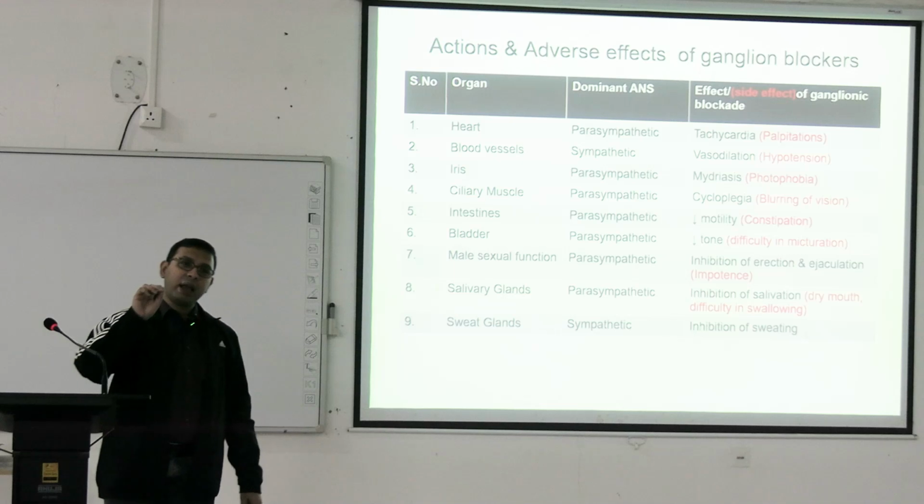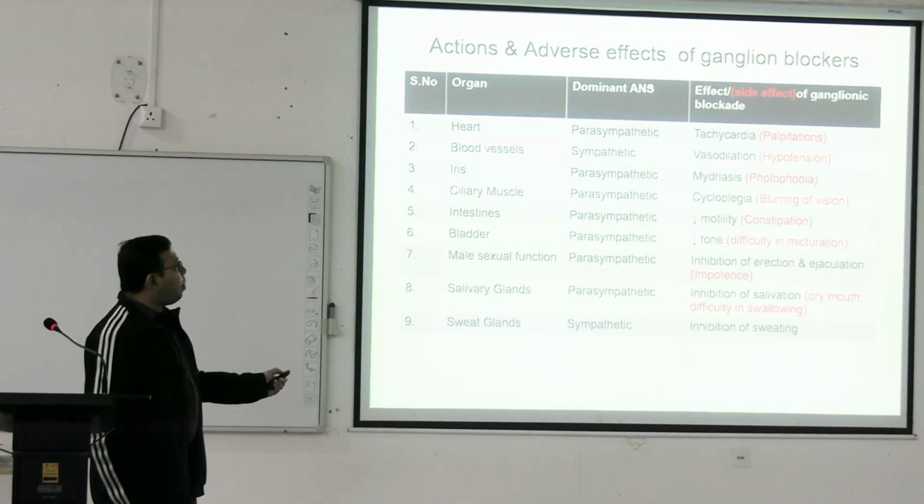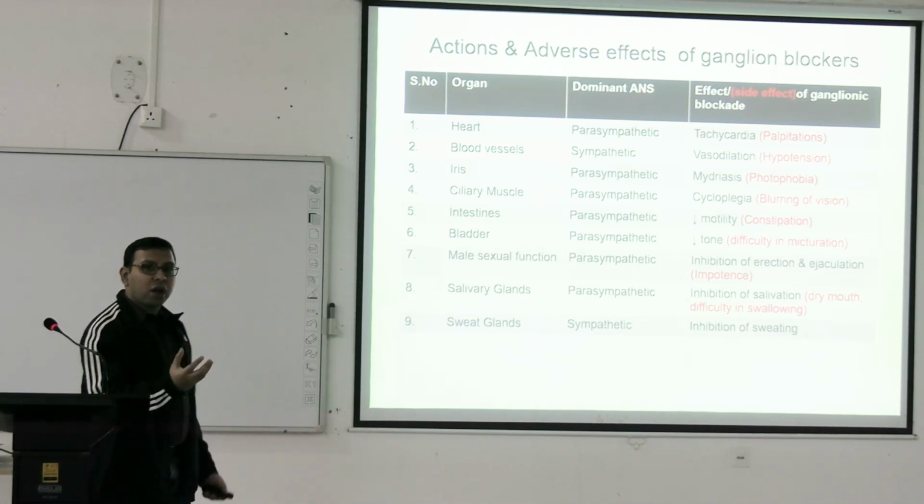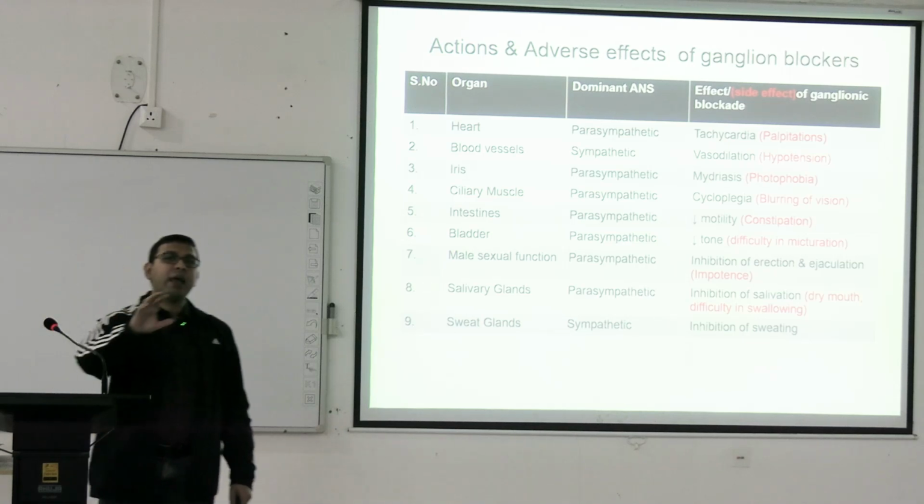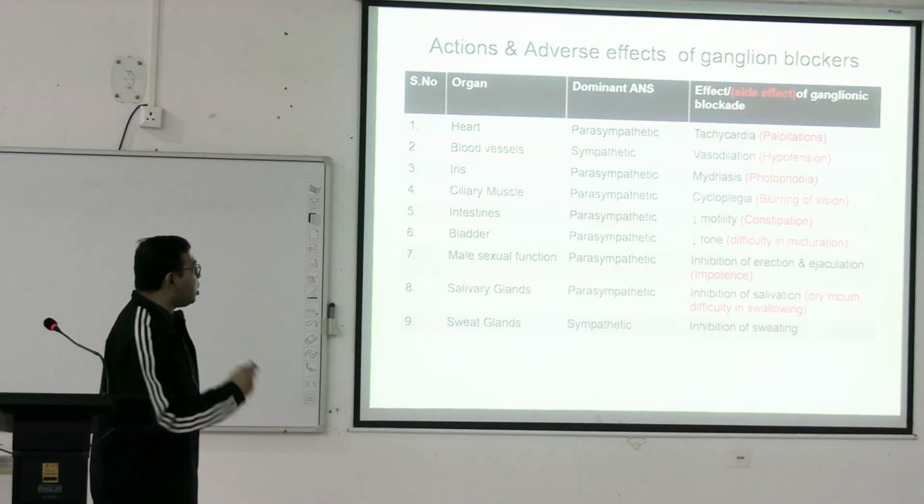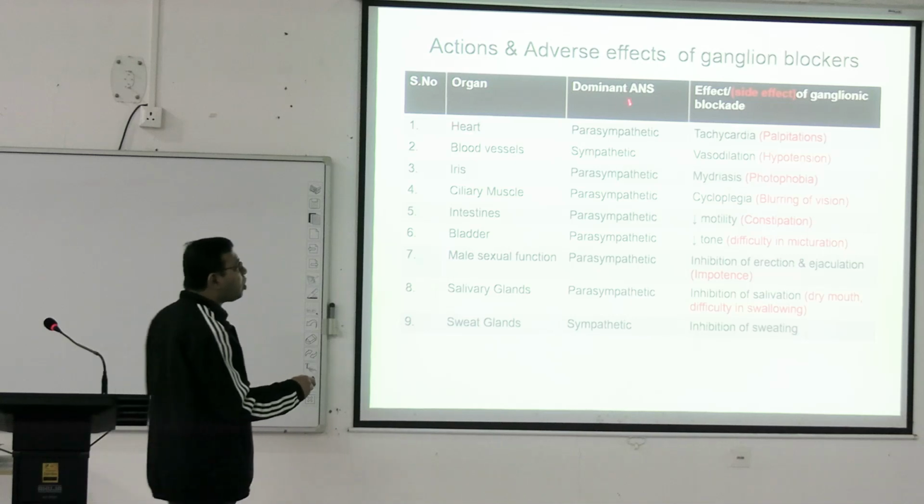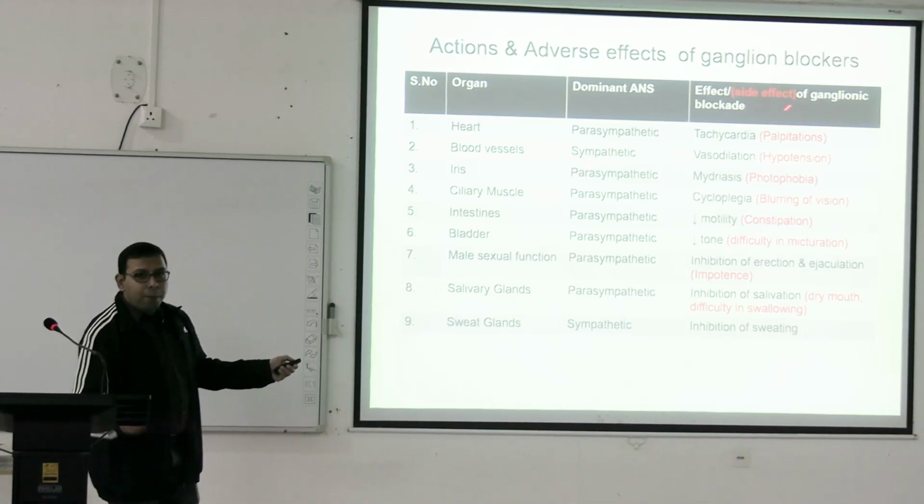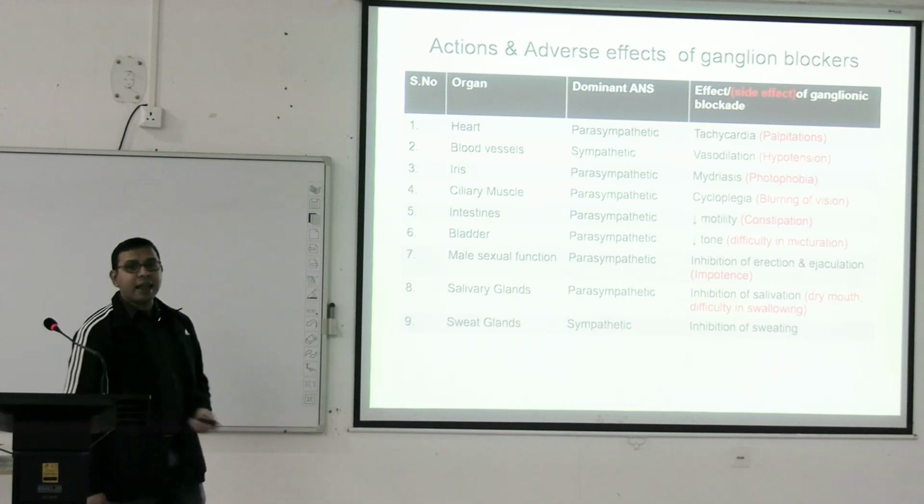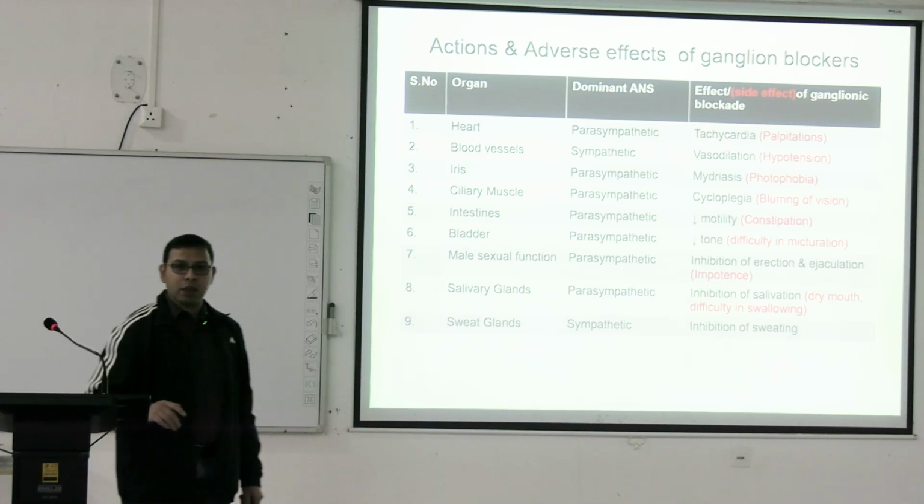So they are blocking the ganglions. So in which organ, what is the dominant ganglion? Accordingly, the actions of these ganglion blockers are seen. For example, in the heart, you know the dominant autonomic nervous system is the parasympathetic. So if we are blocking this ganglion, that causes tachycardia and the patient presents with palpitation.